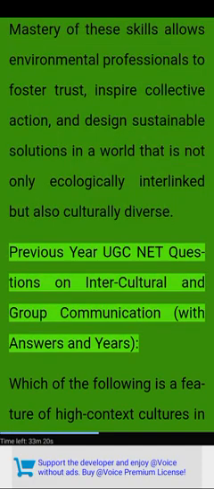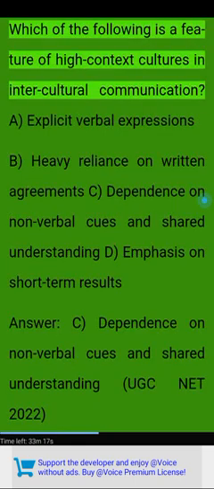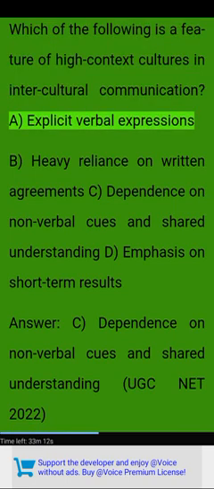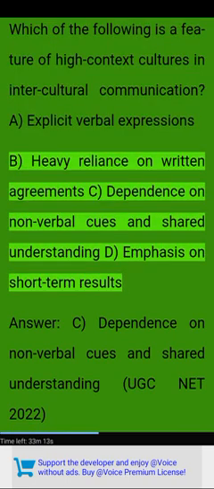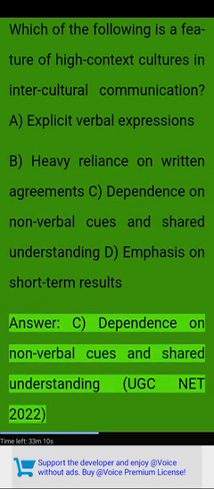Previous year UGC-NET questions on intercultural and group communication, with answers and years. Which of the following is a feature of high-context cultures in intercultural communication? A. Explicit verbal expressions. B. Heavy reliance on written agreements. C. Dependence on nonverbal cues and shared understanding. D. Emphasis on short-term results. Answer: C. Dependence on nonverbal cues and shared understanding.